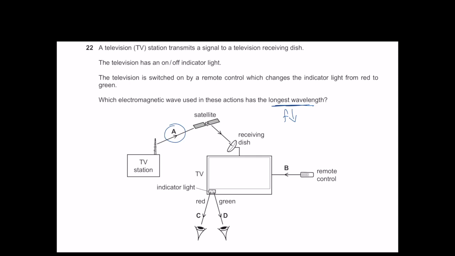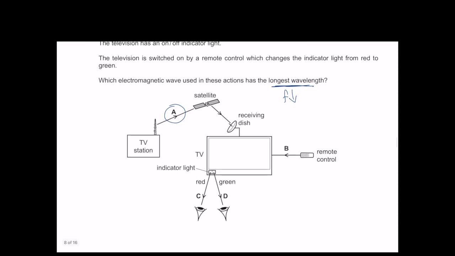The longest wavelength and the smallest frequency are in the upper part of the spectrum, which contains the long waves, medium waves, short waves and microwaves. All of them have a longer wavelength compared to visible light, X-rays and gamma rays, and even the infrared. So that was question 22.